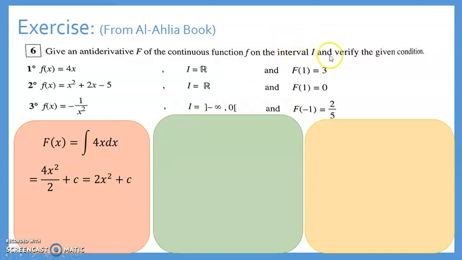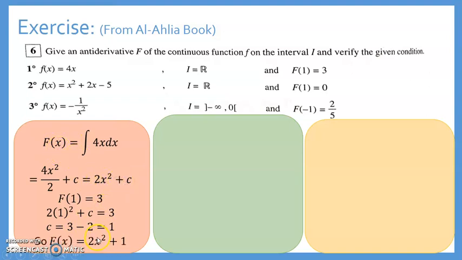Now, we need to use the initial condition to find c. So the condition is that F of 1 is equal to 3. What does F of 1 mean? Instead of x, we replace it by 1. So F of 1 is 2 into 1 squared plus c is equal to 3. So this is 2, so c would be 3 minus 2, so it would be 1. Now let's write big F of x again. It will be 2x squared plus 1. Do the second one by yourself.